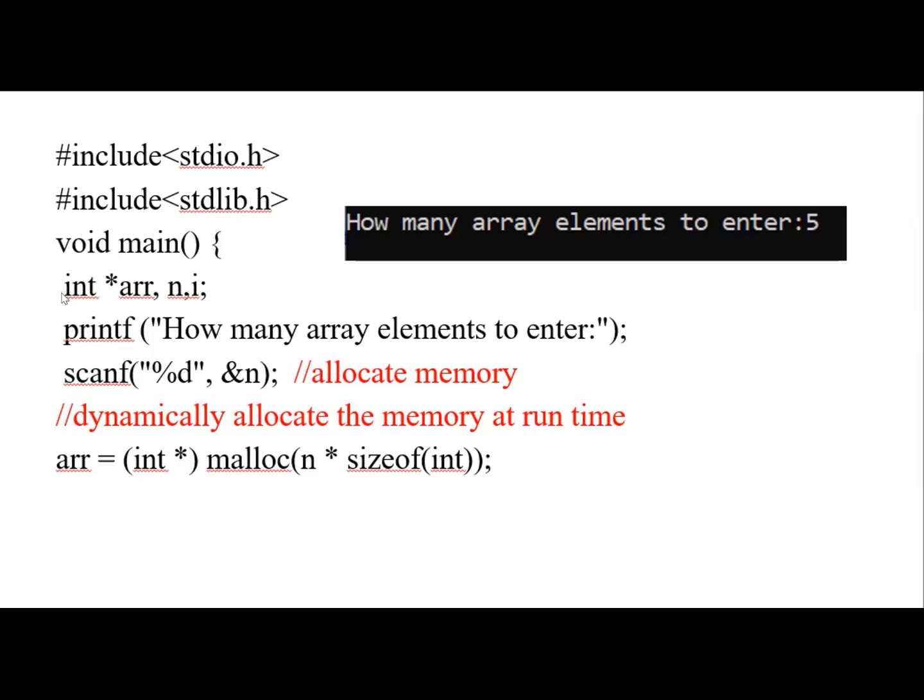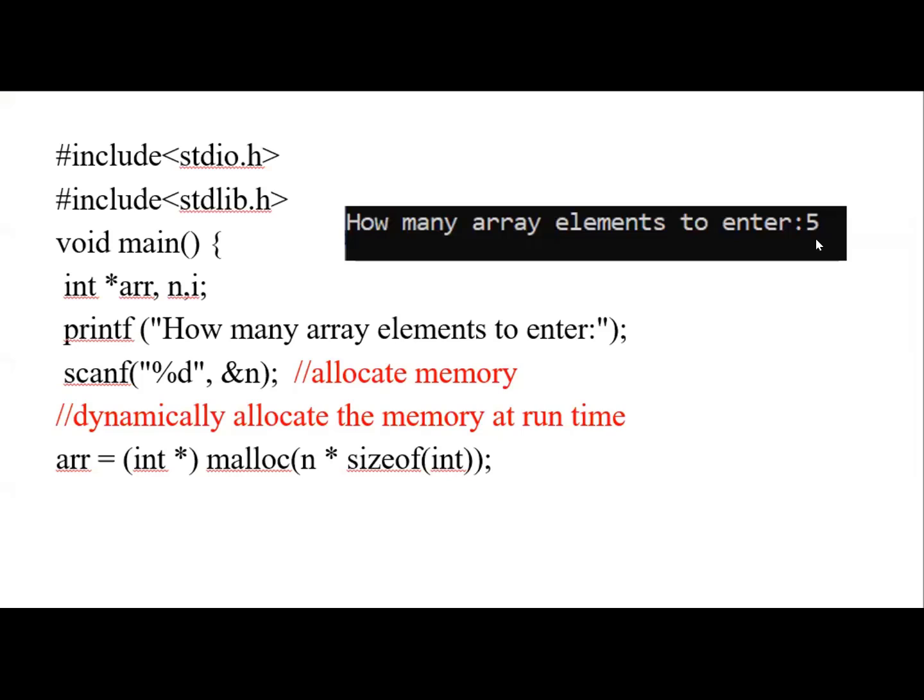Now I've defined three variables: one is the pointer variable, then n and i. How many array elements do you want to enter? %d, scanf, and &n. This value will be stored in my variable n. So, for example, I enter how many array elements I want to enter. I'm saying 5. I want to enter 5 elements.